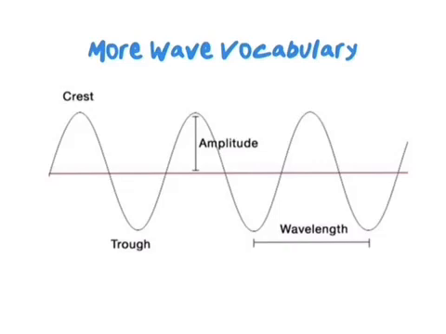So we talked about crests and troughs. The crest is the top of your wave, the trough is the bottom of your wave. We talked about wavelength, which is the distance either between two troughs, like I have it drawn down there, or the distance between two crests.